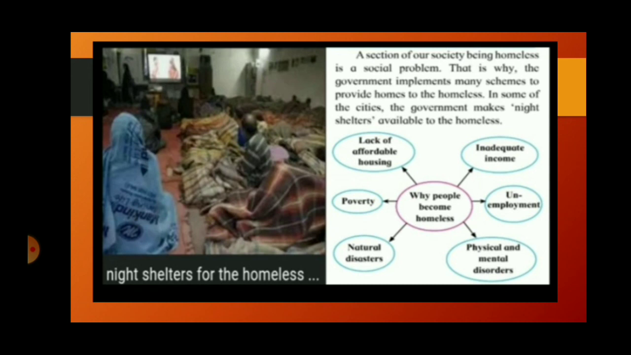Okay children. So see, today in this lesson number 11, our home and environment, we have learnt only half the lesson. The remaining lesson we will learn in our next lecture. But what have we learned today, children? We have learned the uses of houses, types of houses, homelessness, and the causes and solutions of homelessness. And we have learnt our rights also.